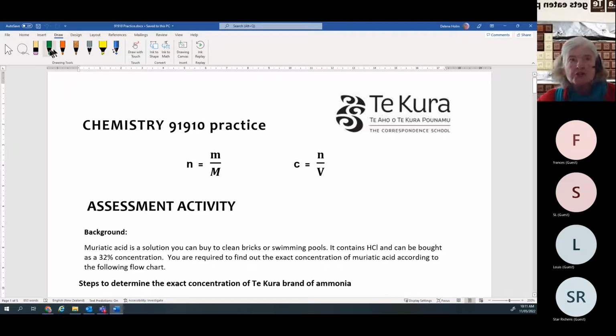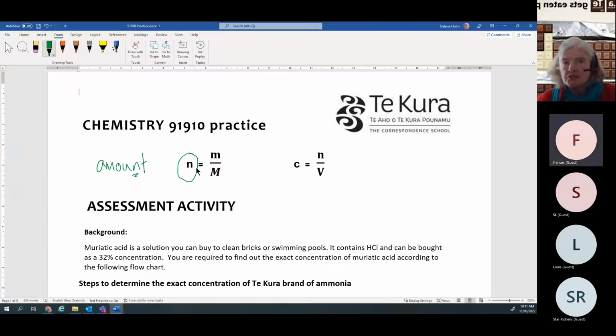Units are so that you can substitute correctly. So very quickly, N is the symbol for amount. So think of the N in amount. What is the unit for amount?